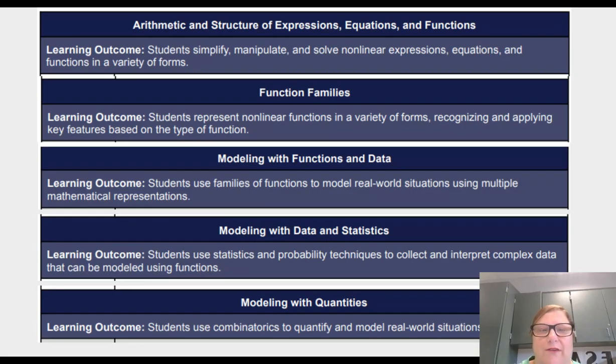What you see are the 5 major areas addressed in the Algebra 2 standards. You can see that the families of functions are a major focus and that they are addressed through the lens of modeling and real-world application.